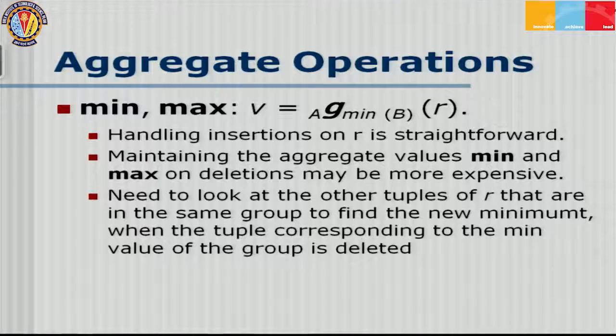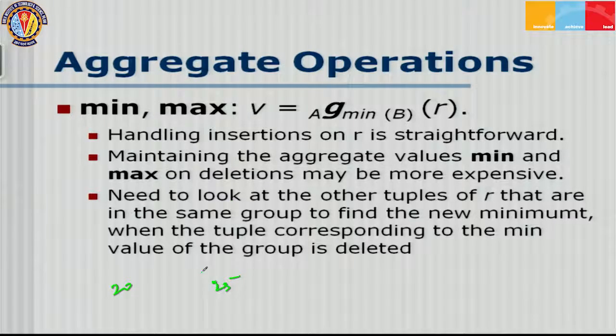So A, G, min, B, R. That means minimum of B grouped by A on the relation R. Handling insertions is straightforward. When I insert a value, suppose I have a min of, say, 20. Now I'm inserting a value of 25.